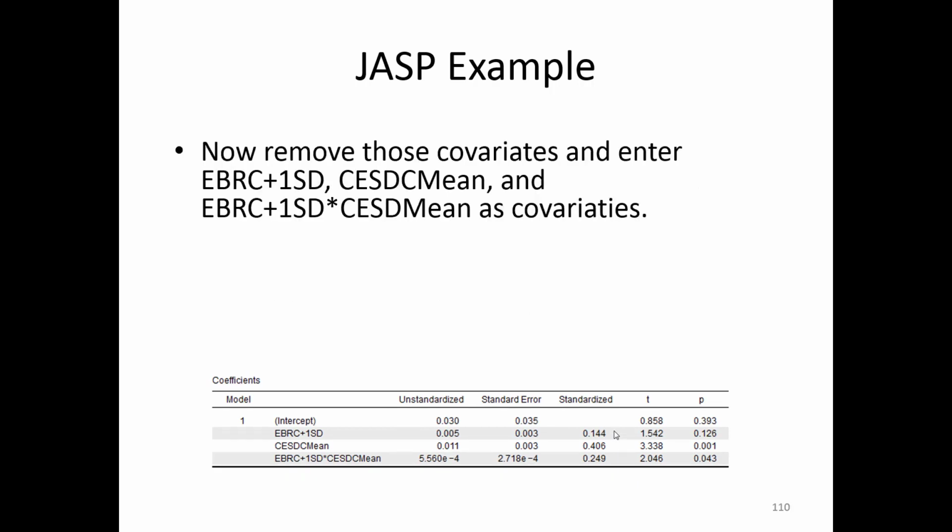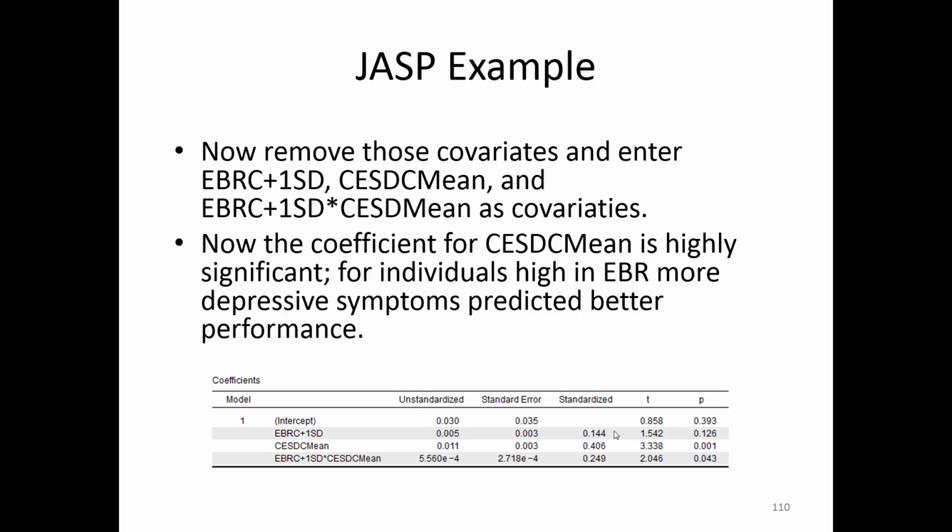Okay, but now if we remove those and enter EBR centered at 1 standard deviation above the mean, CESD centered at the mean, and then the interaction term from those. Okay, so now the coefficient for CESD centered at the mean is highly significant. So for individuals high in EBR, more depressive symptoms predicted better performance.